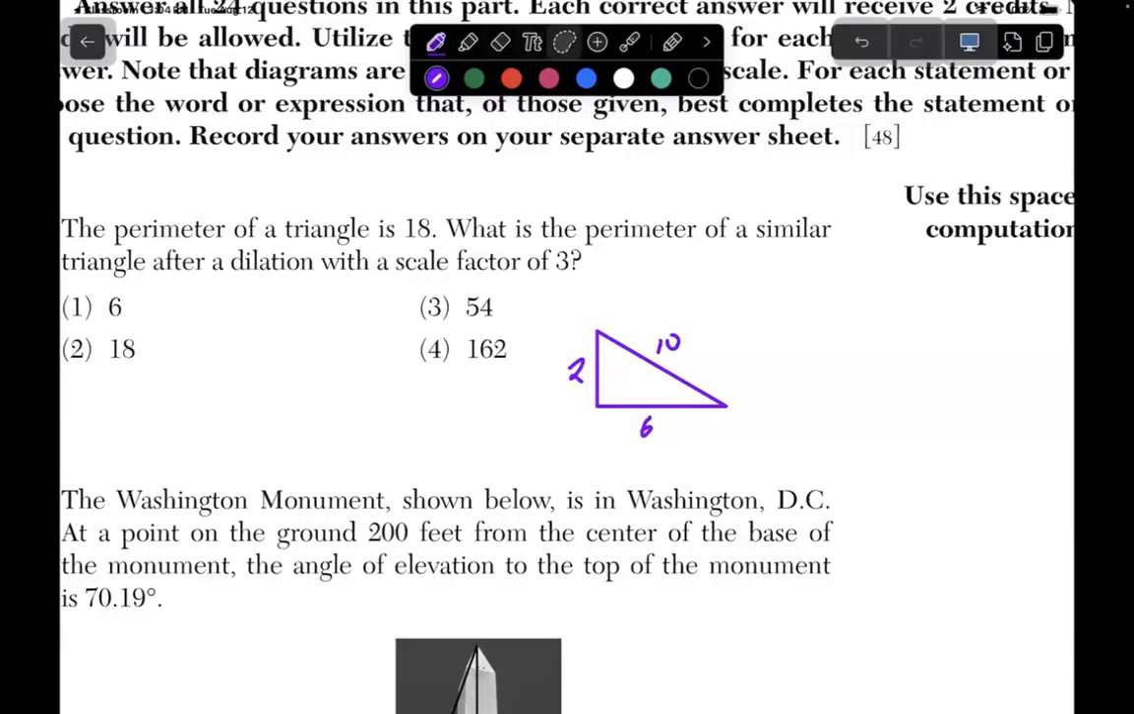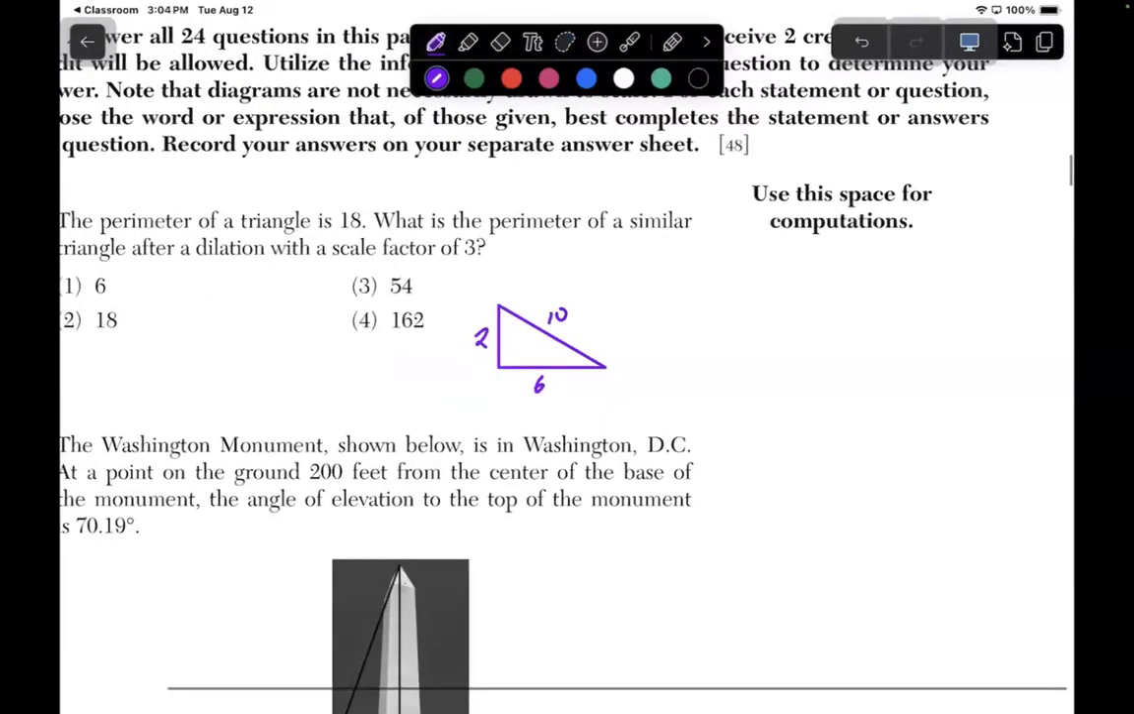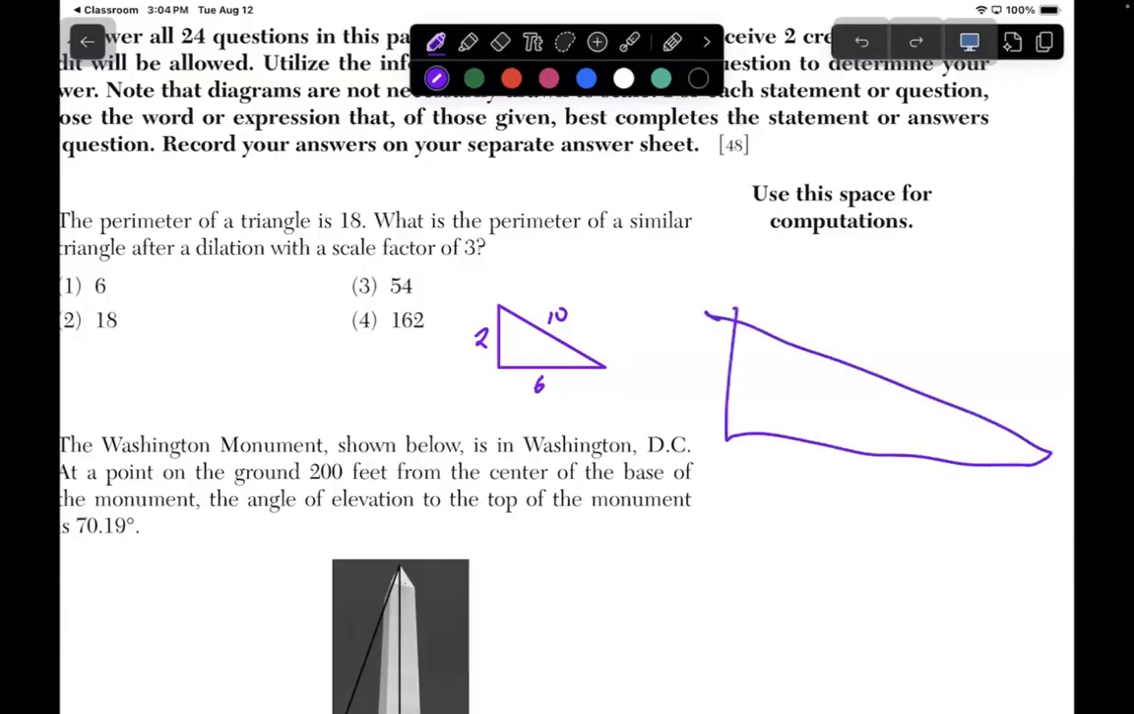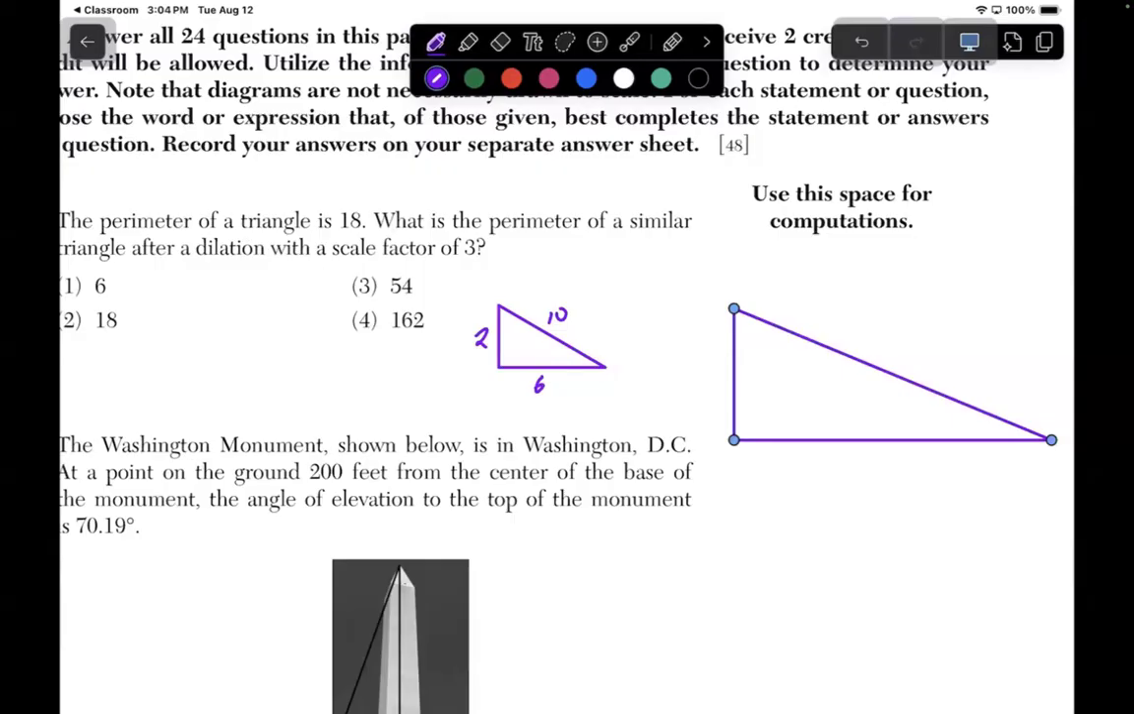And then if we're going to dilate this thing by a scale factor of 3, I'm going to just draw a bigger triangle. And so with a scale factor of 3, the side lengths would be 2 times 3 is 6, 6 times 3 is 18, and 10 times 3 is 30. So what do those add up to? Well, 30 plus 18 plus 6 is 54.